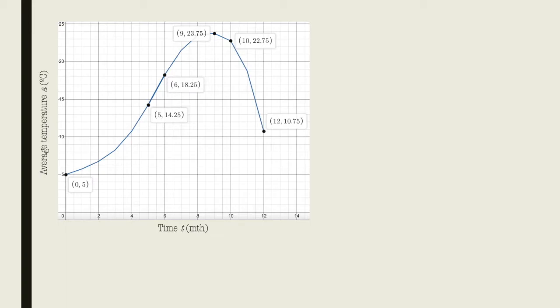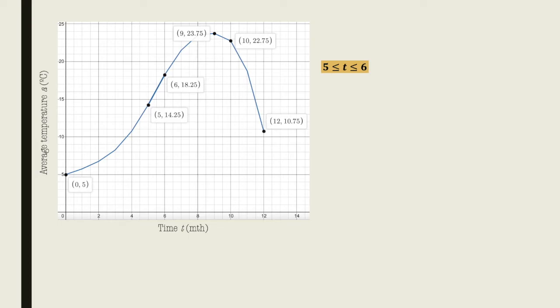To begin, you may have realized the fact that this graph is comprised of several small straight lines. Or in other words, these are all parts of linear functions. What could be done here is to find the average rate of change in a small interval, such as between t equals 5 and t equals 6.